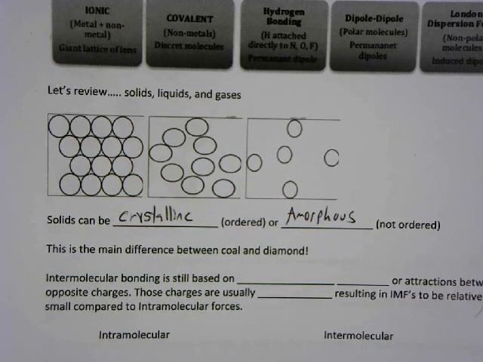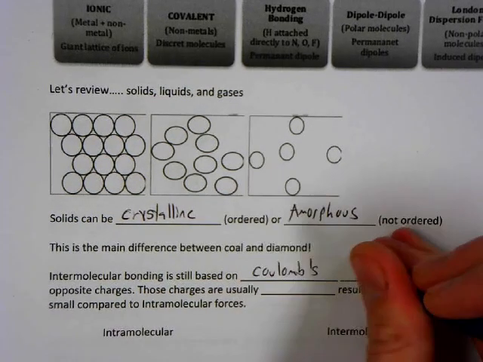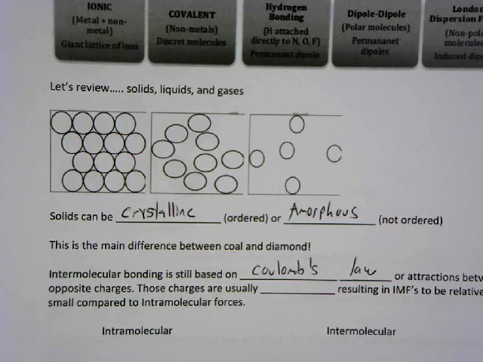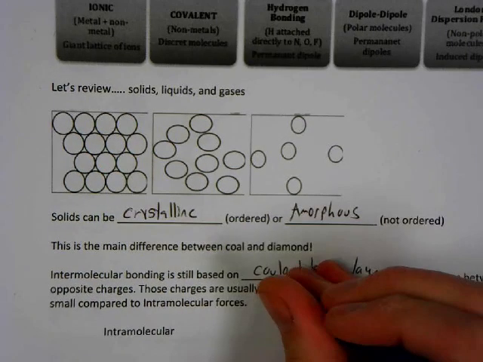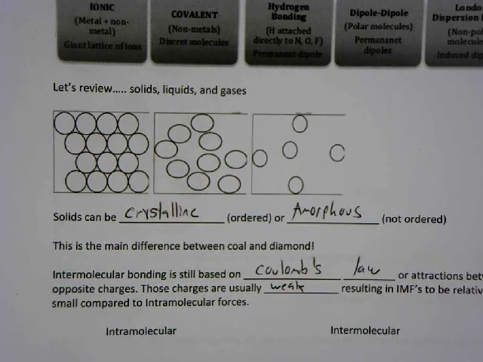So, intermolecular bonding, and I probably shouldn't have said bonding, it should probably be forces, but you guys are good with it. It's still based on Coulomb's law, or attractions between opposite charges. And those charges are usually weak, resulting in intermolecular forces being relatively small compared to intramolecular forces. This is all stuff I've already said.